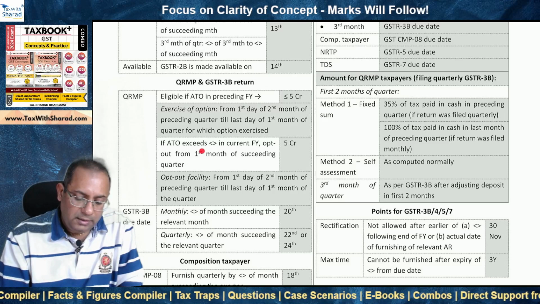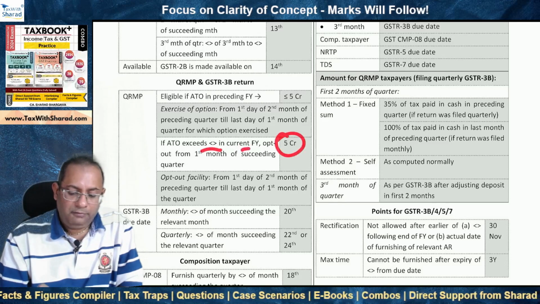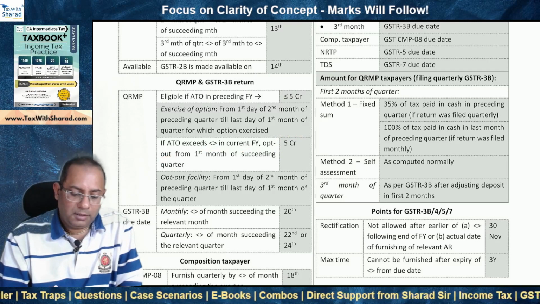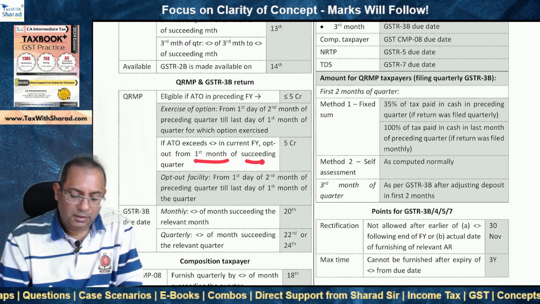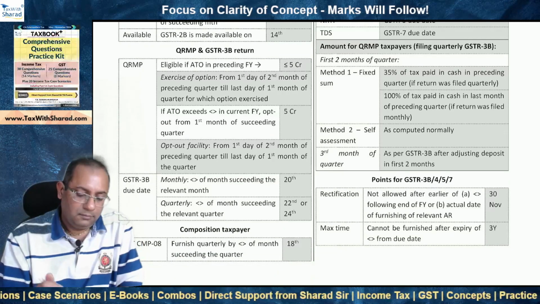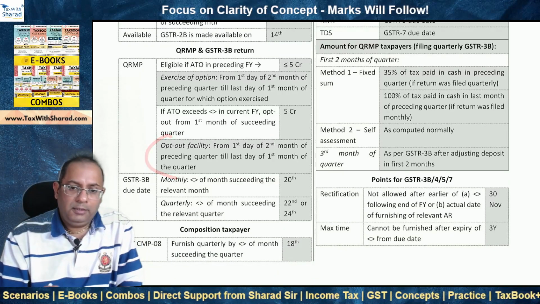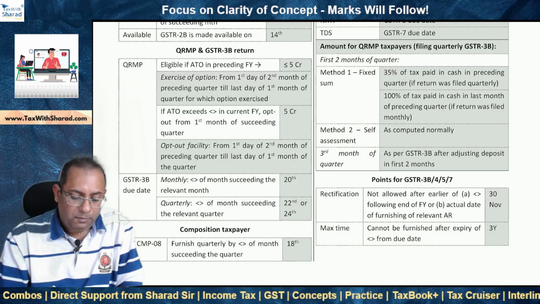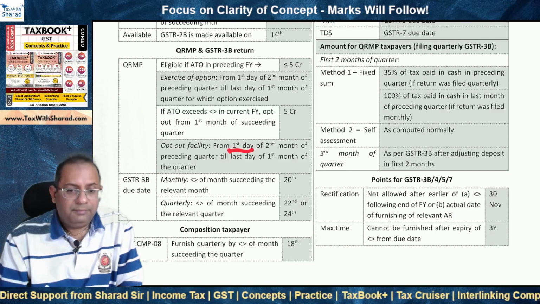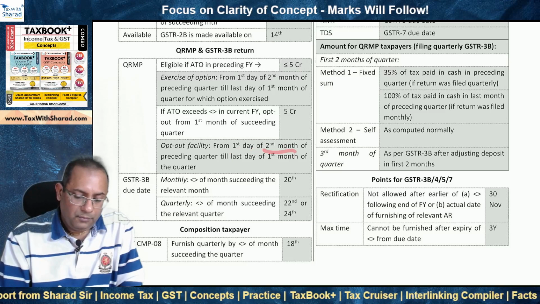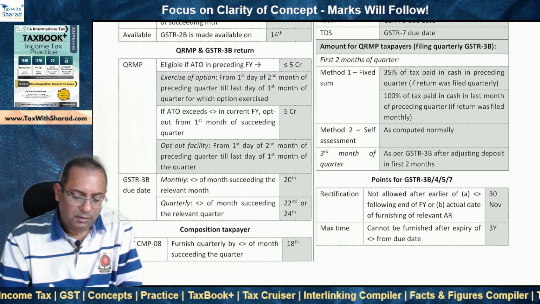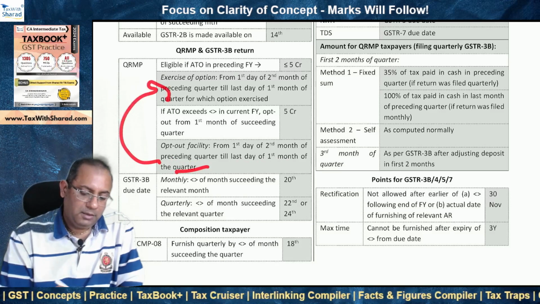If the ATO exceeds 5 crore in the current financial year, then the person needs to opt out from this scheme from the first month of the succeeding quarter. An opt-out facility is also available, and the opt-out can be done from the first day of the second month of the preceding quarter till the last day of the first month of the quarter. Basically same as this.